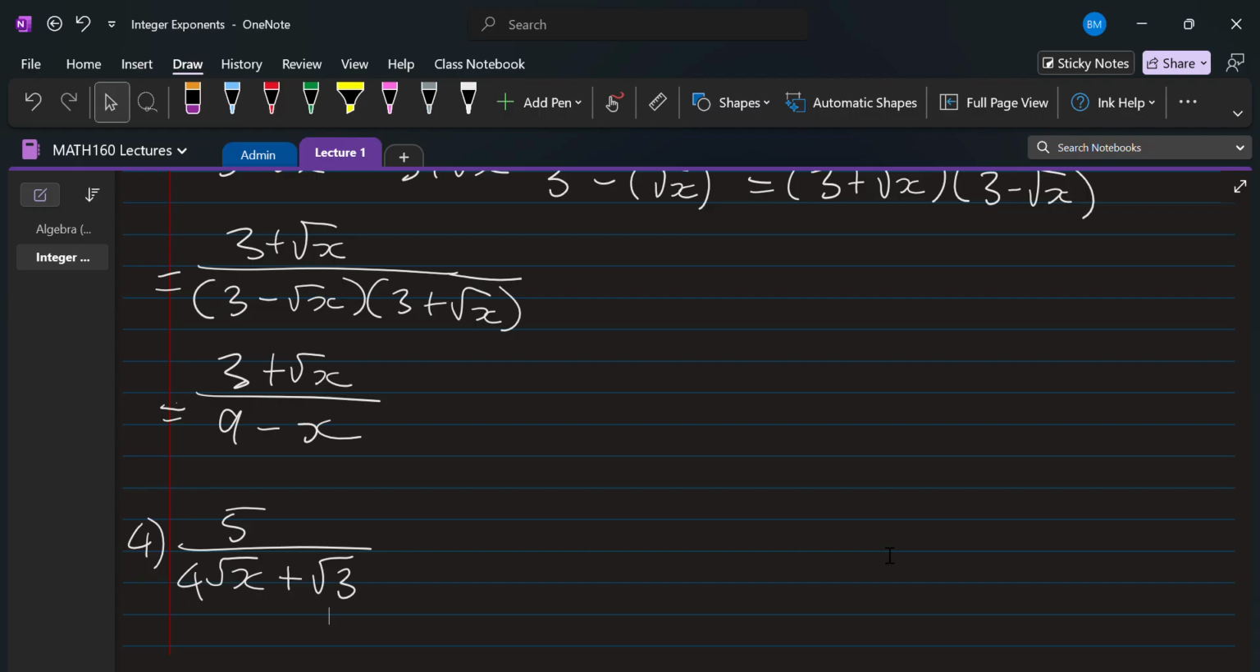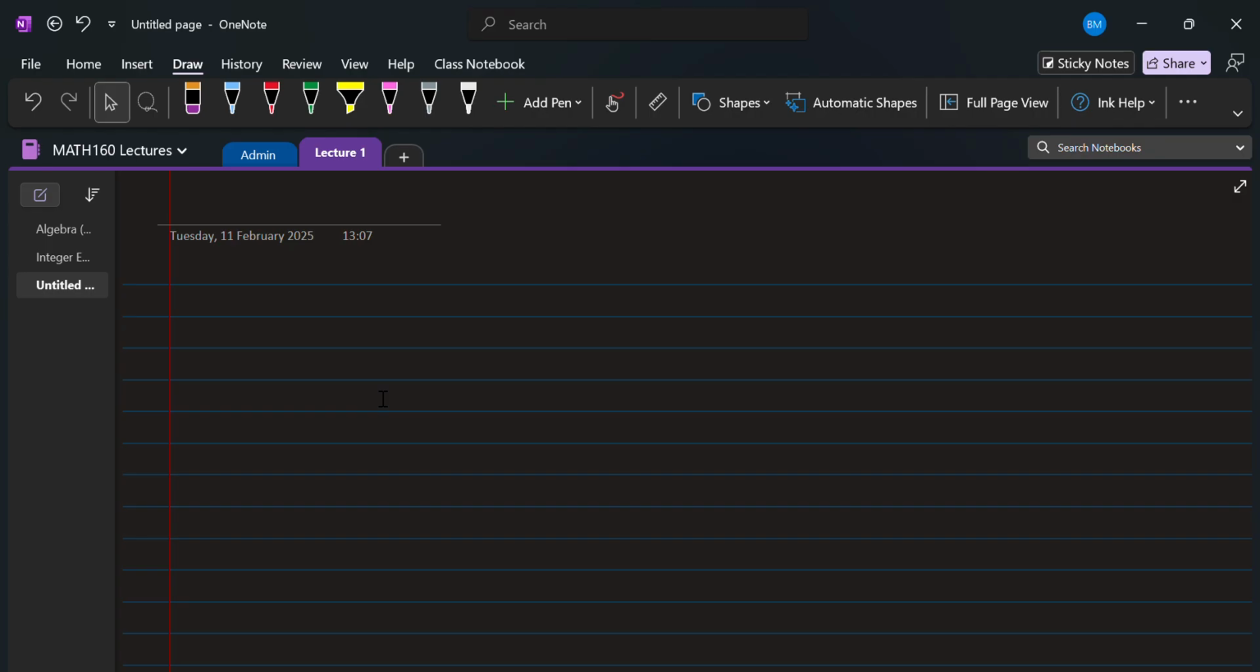Okay, last one for homework. So we have 5 over 4 root x plus root 3. Again, we've got some radicals in the denominator. We want to get rid of them. We need to find the conjugate. So this is the conjugate part that comes with the plus. The other one is exactly the same, but with the minus. You don't even need to think about it. If that's a plus, you multiply by the one with the minus. You can simplify that for homework.